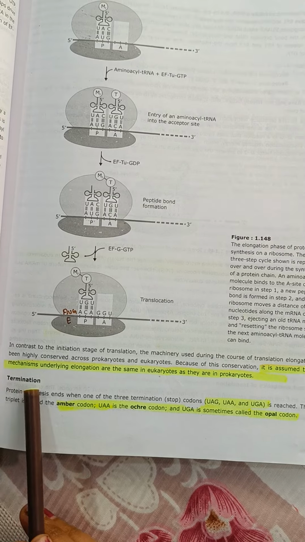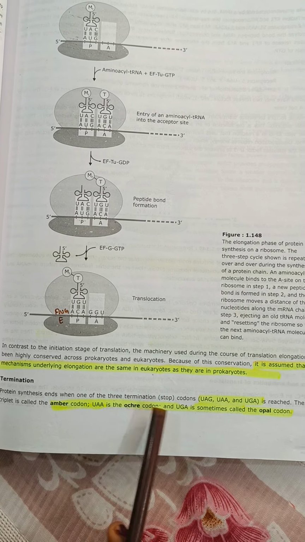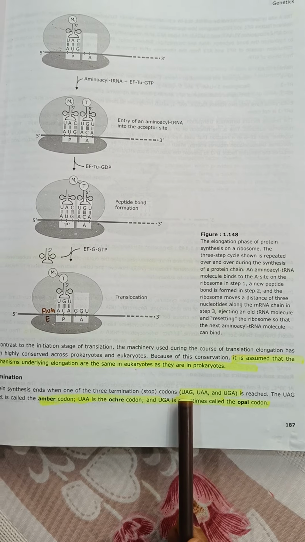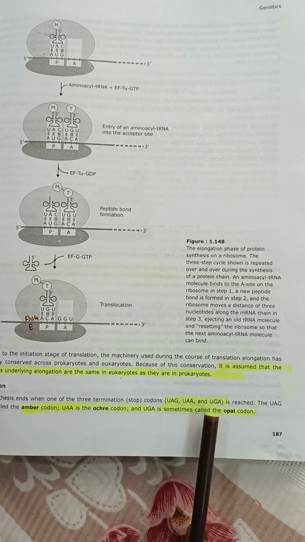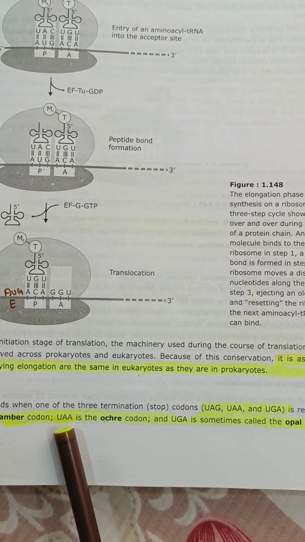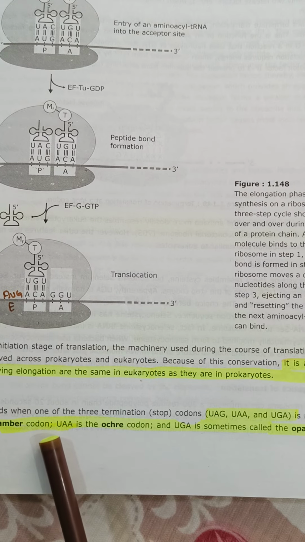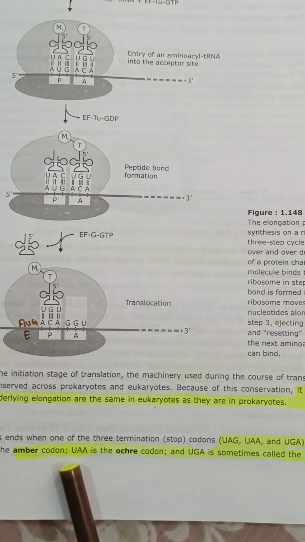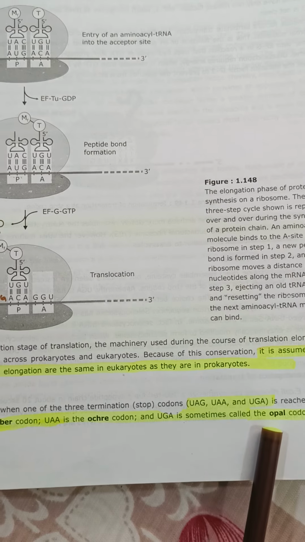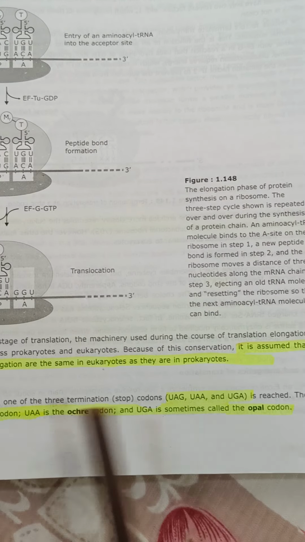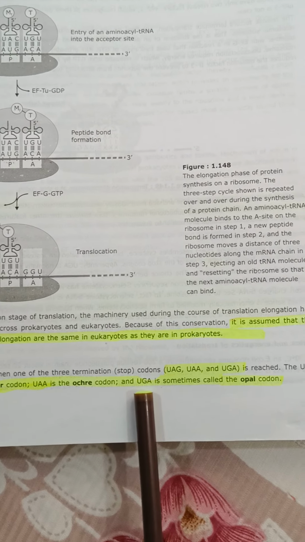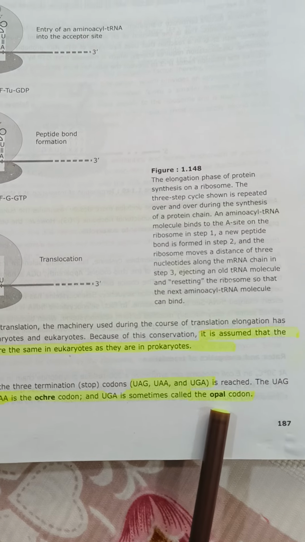The last step is termination. Termination generally occurs when the stop codons are found on the mRNA. The stop codons include UAG, UAA, and UGA. These are also known as amber codon, ochre codon, and opal codon. UAG is called amber, UAA is called ochre, and UGA is called opal codon.